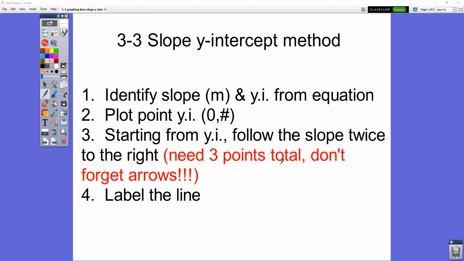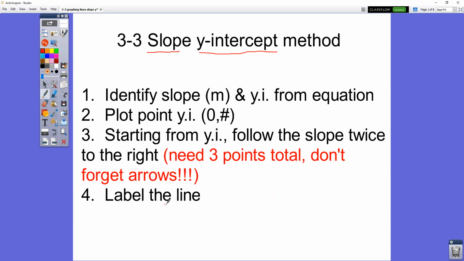The other day we had a chart and we picked out values like 0, 1, and 2, subbed them into the equation to get your y value, and then you graphed the 3 points. You're still going to be graphing 3 points today, but we're not going to use the chart at all. There's really no calculations whatsoever that you need to do today. This is called the slope y-intercept method of graphing lines.